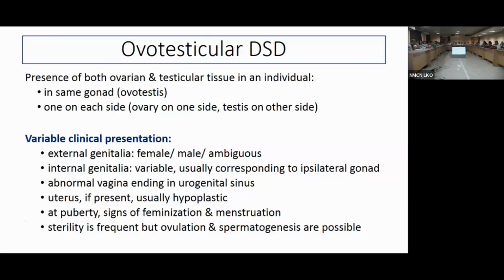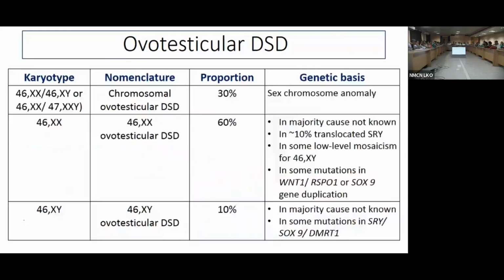Likewise, internal genitalia can be variable, usually corresponds to the ipsilateral gonad. You can have an abnormal vagina ending in a urogenital sinus. Uterus may be present, but it's usually hypoplastic. And some of them may even show signs of menstruation at puberty. Usually they will have sterility, but sometimes ovulation and spermatogenesis are possible. So ovotesticular DSDs, actually, there are three main types.